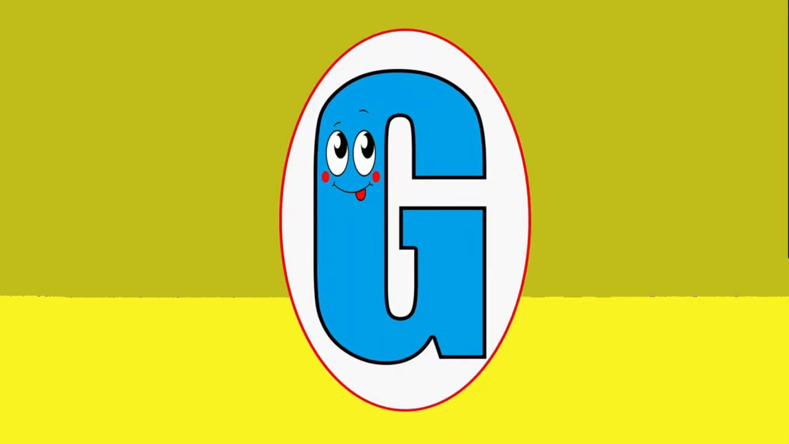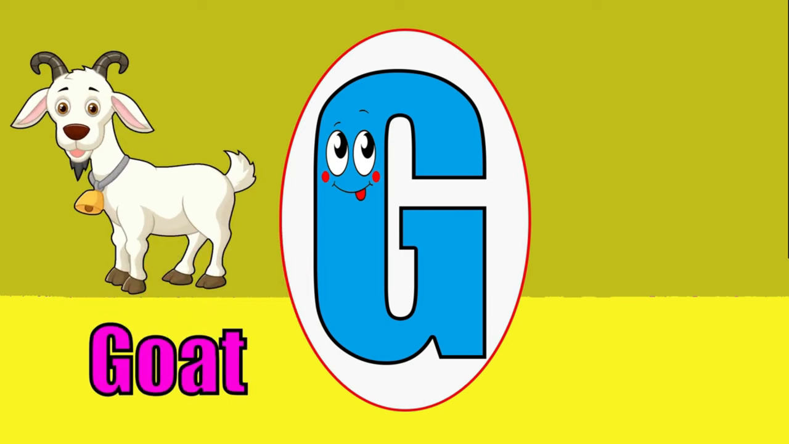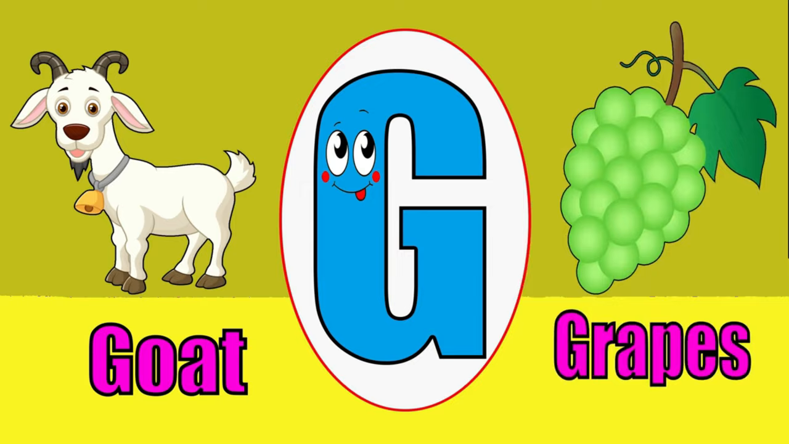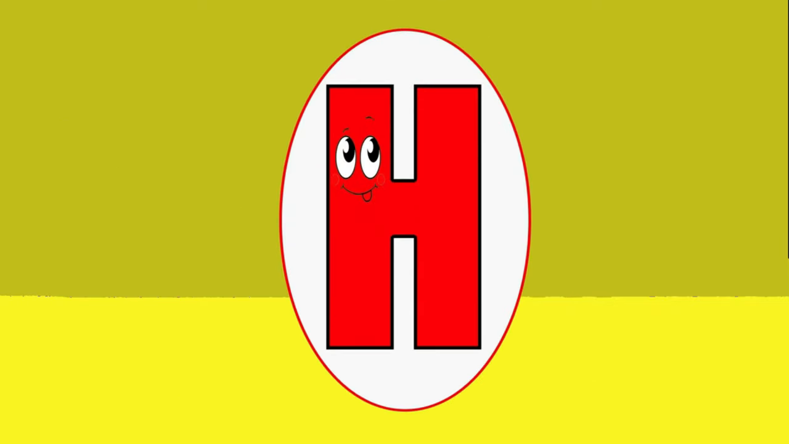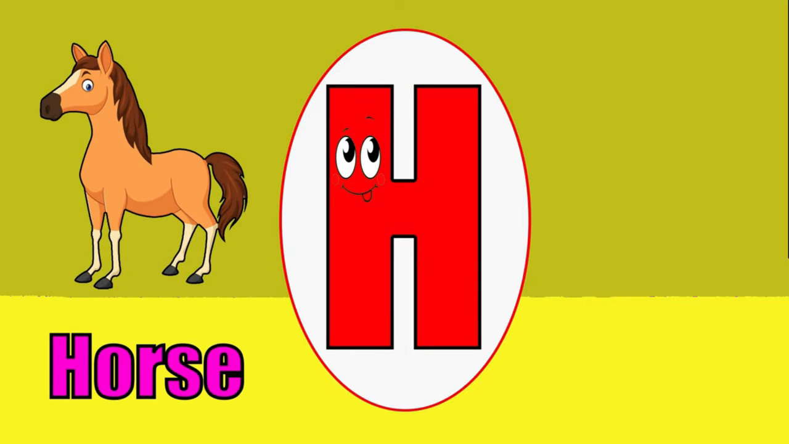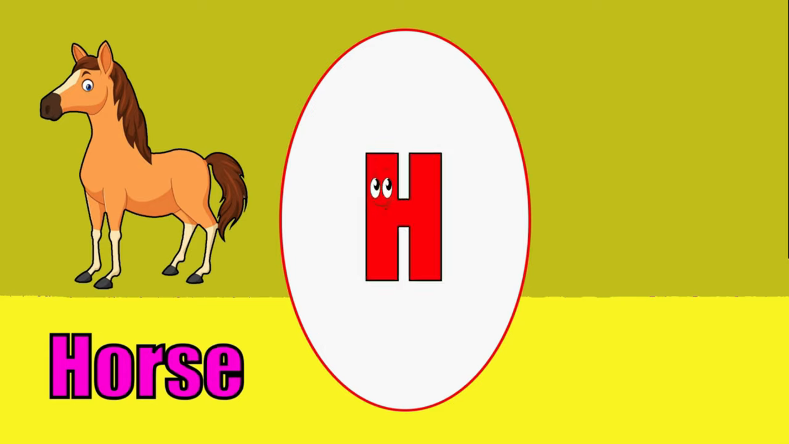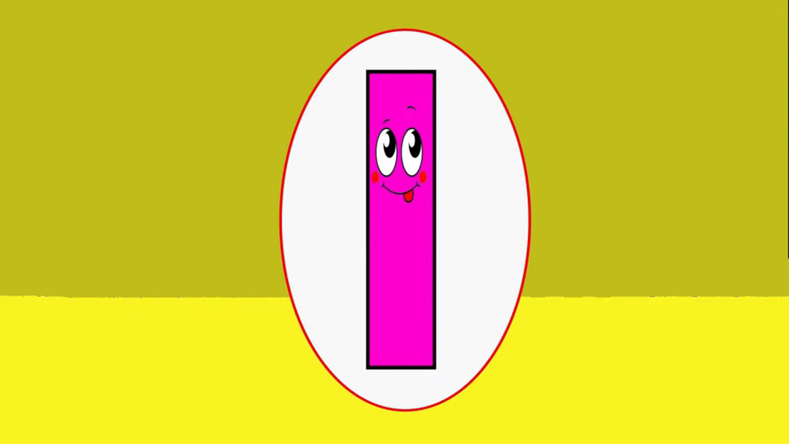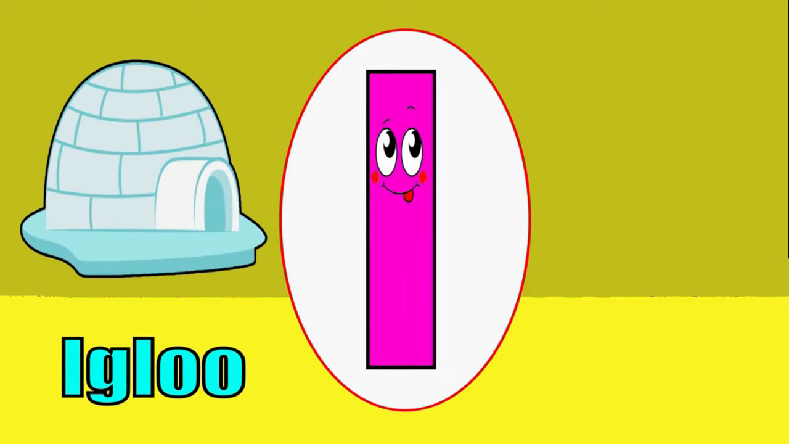G. G is for goat. G is for grapes. H. H is for horse. H is for hat. I. I is for igloo. I is for insect.